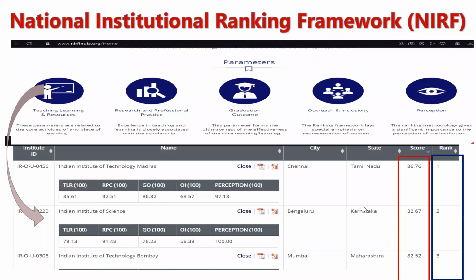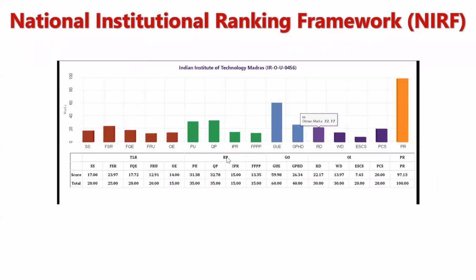So, for each institute, you see here this RP parameter will show the count. You see here that the total is 15. So each institution will be assigned a score for particular parameters.